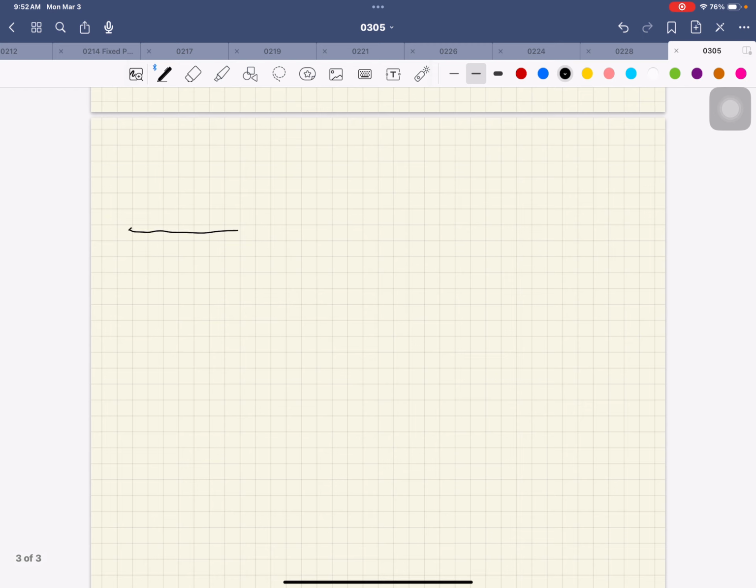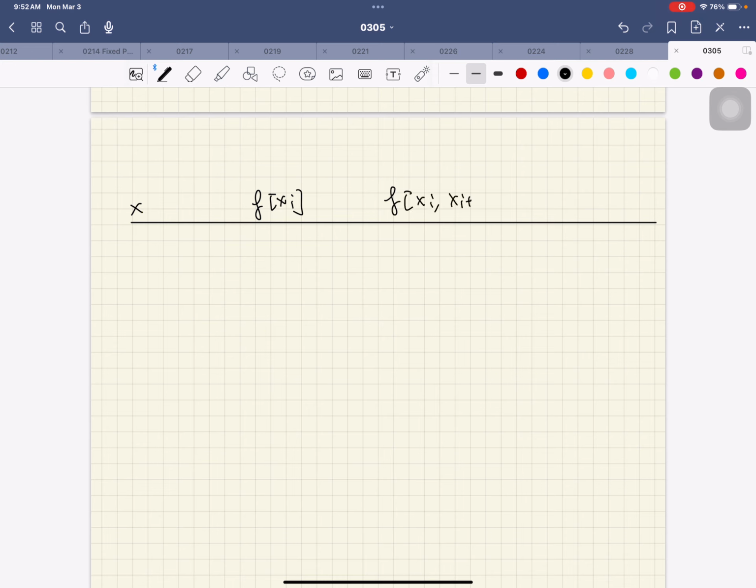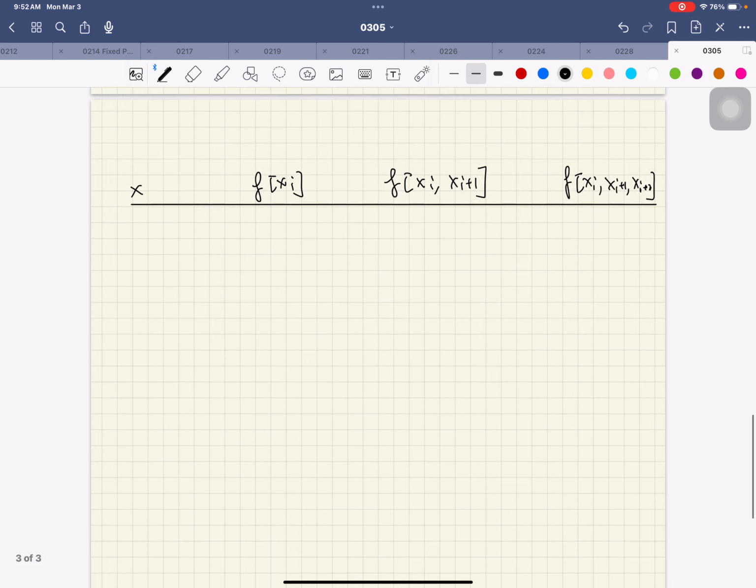For this very big table, here we need to put x, and here is the first difference. Then here we have the second difference, basically f[xi, xi+1], right? We can also do the subscript over here. And the last one is f[xi, xi+1, xi+2]. Okay, I'm running out of space, but I think it should be fine.